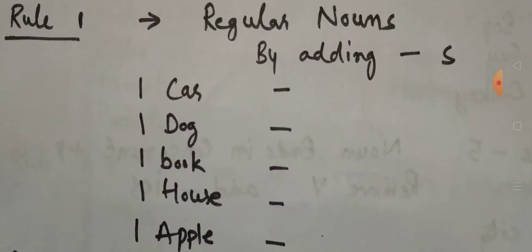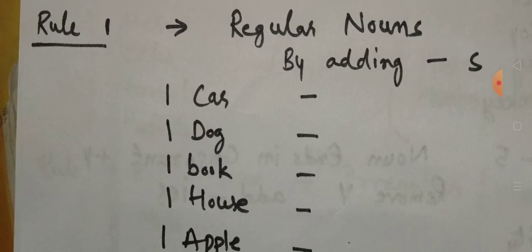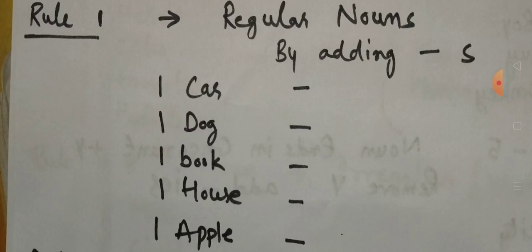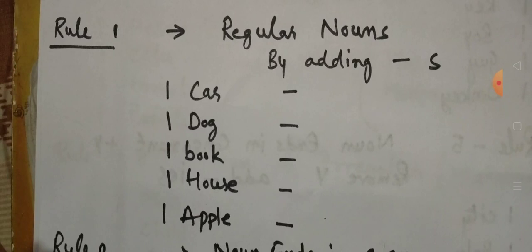For regular nouns, we simply add s. Kindly write down rule number 1. When you are going to use regular nouns, we just have to add s. For example, we are talking about one car, one dog, one book, one house, one apple. These are singulars. But when you add s along with car, dog, book, house, apple, you are increasing their numbers. So let's see what the changes are.